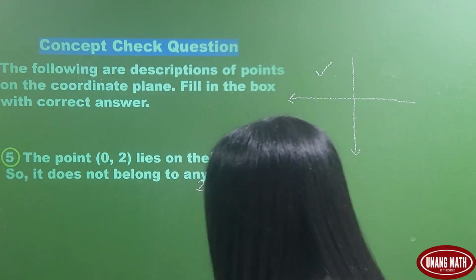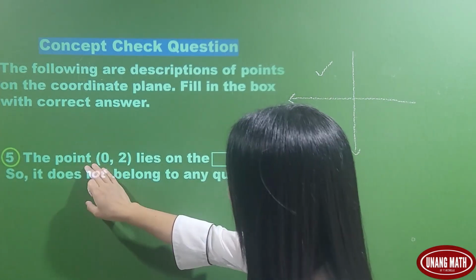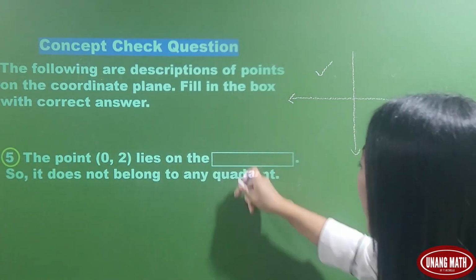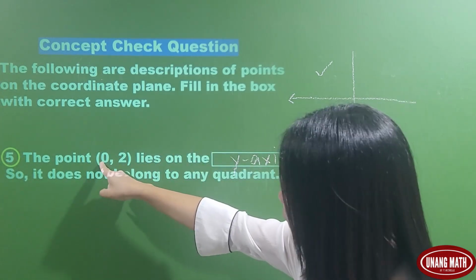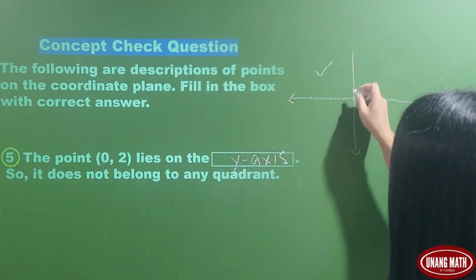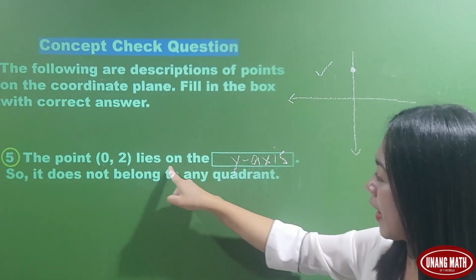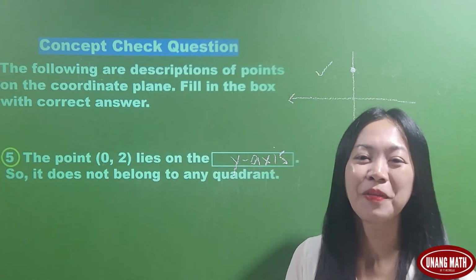Okay, what about problem number 5? The point (0, 2) lies on the y-axis. What is the x-coordinate? 0. The y-coordinate is positive 2. So this ordered pair lies on the y-axis, so it doesn't belong to any quadrant.